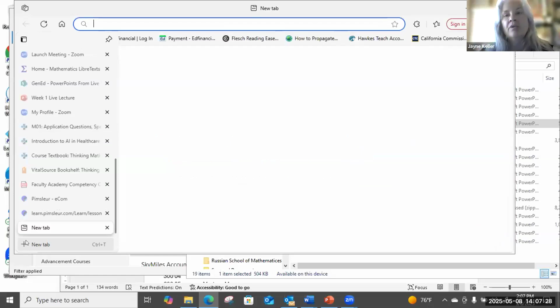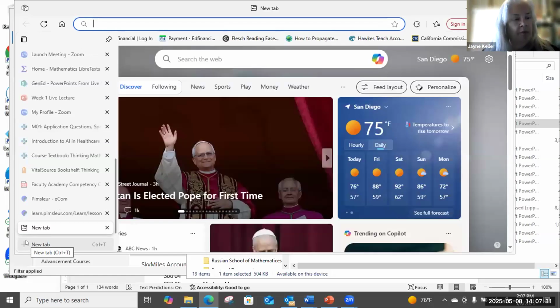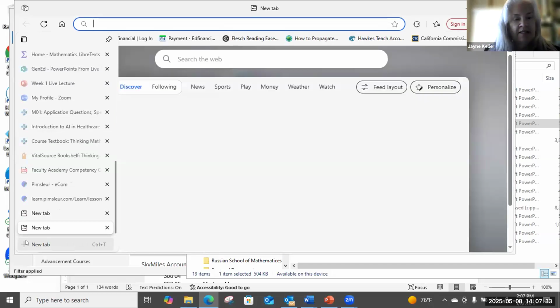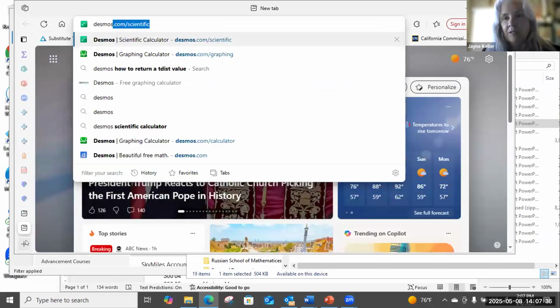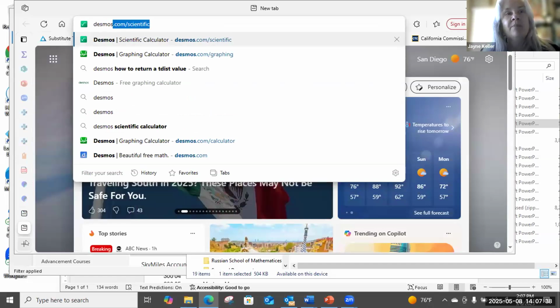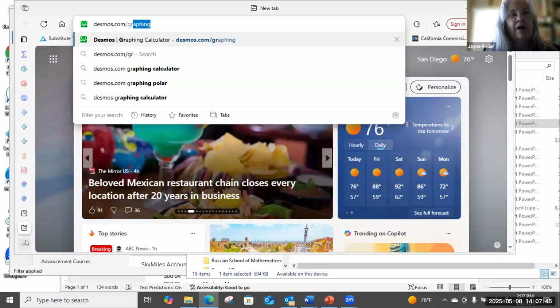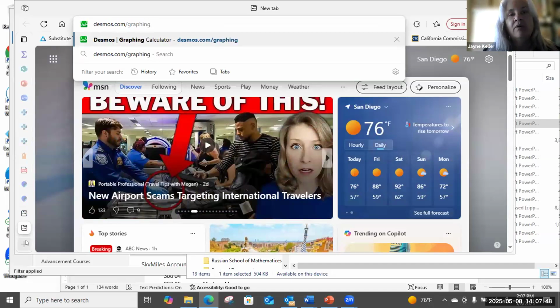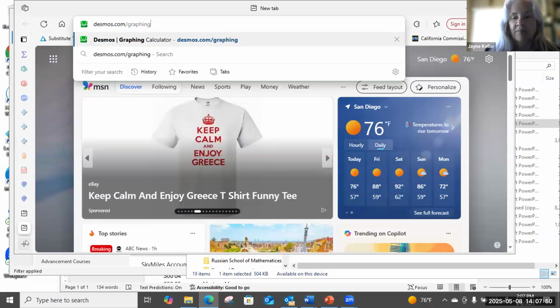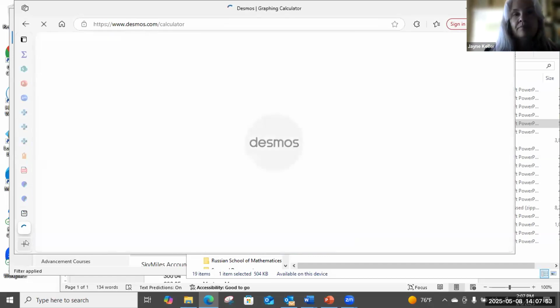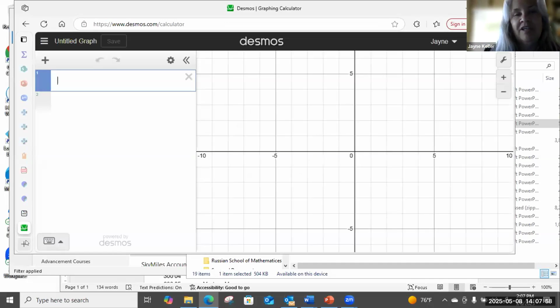So the calculator, of course, you can use a hand calculator, but I also really like Desmos. Have you all seen Desmos before? Okay, you can see my screen now? So I just type in desmos.com, and I like to use the graphing calculator because it's more powerful. So I do desmos.com/graphing. And I get this beautiful calculator. I can graph things. There's lots of functions, and we'll be using it throughout the semester.